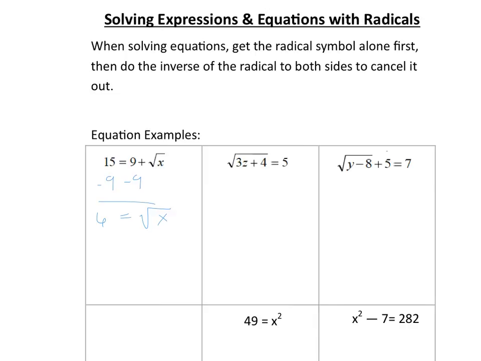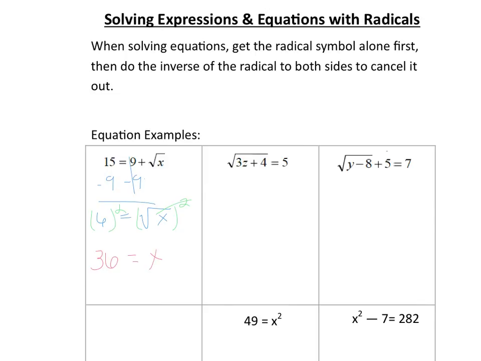Now we have to say, how do we get x by itself? It's not by itself. It has this radical symbol. Well, let's square both sides, because that's going to be what cancels out the radical symbol. We now have that 6 squared is 36, and so x is 36.